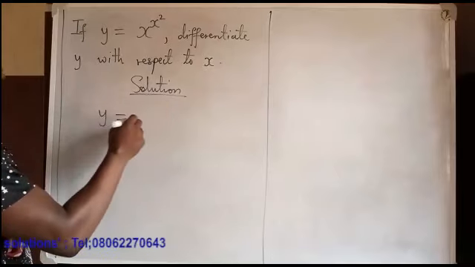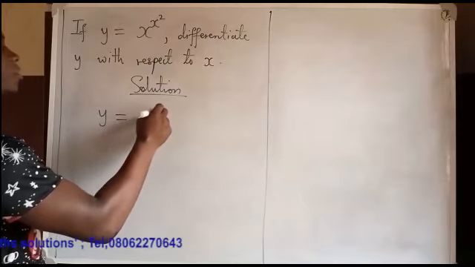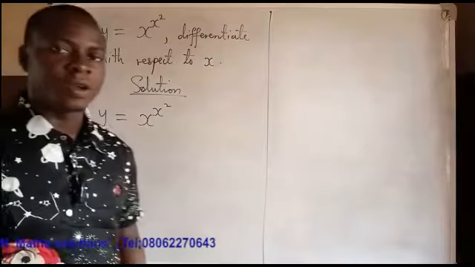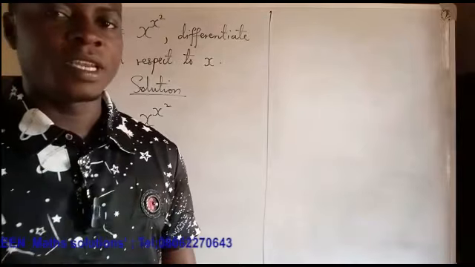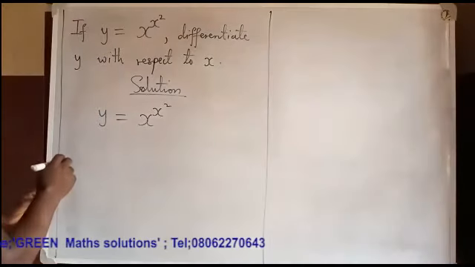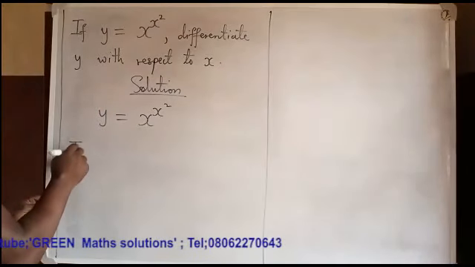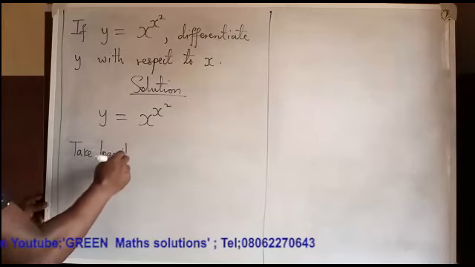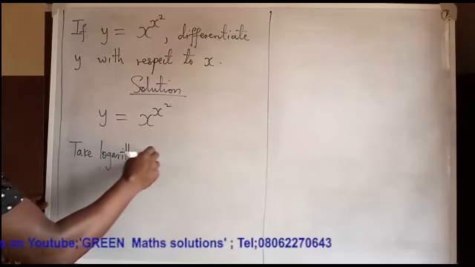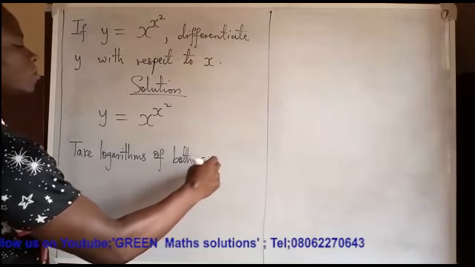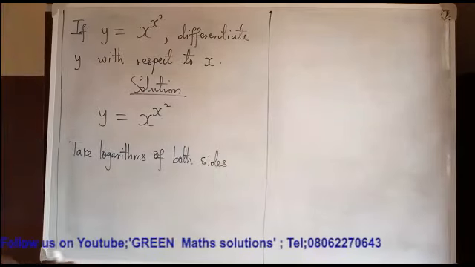y equals x raised to power x raised to power 2. So how do we tackle this kind of problem? The first thing that we're going to do is to find the logarithm of both sides. So let's take the logarithm of both sides.